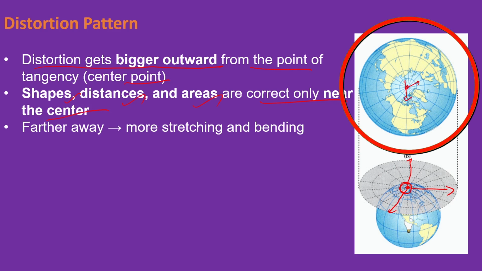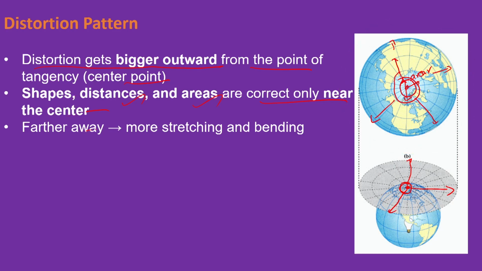Yes, of course, shapes, distance and area are correct near to the center point. If you start moving away from the center point, you can see it very clearly here, everything is getting distorted. The core idea is the touching point, where using that plane you are touching on the globe, okay, that particular area alone will get projected nicely, and where you can have a minimal distortion issue. If you are moving away from the central point, then you can have more distortion, okay.